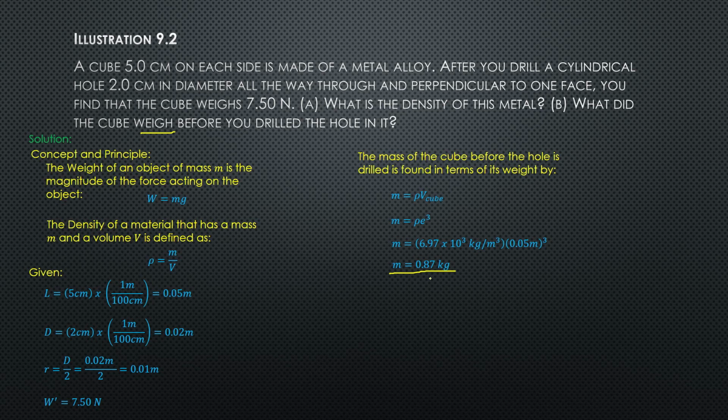Now the weight of the cube is given by this formula: the mass multiplied by acceleration due to gravity, so 0.87 kilograms multiplied by 9.81 meters per second squared, and that gives you the weight of the cube before you drilled the hole in it, which is 8.53 newtons.